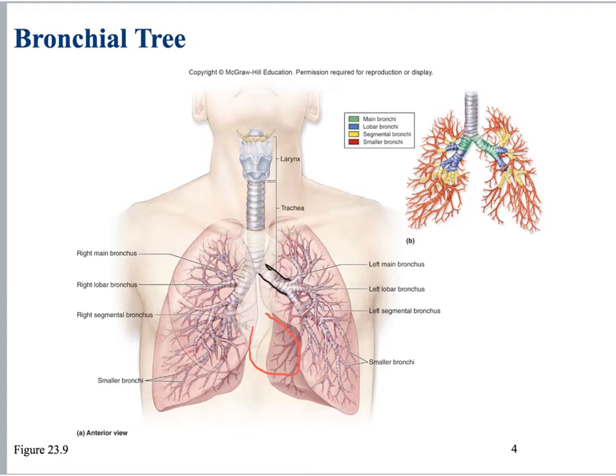So we break from primary bronchi to secondary bronchi to tertiary bronchi. Here's our primary bronchus, the left main bronchus. Then a lobar one is a secondary, and a segmental one is tertiary. So primary, secondary, tertiary: main, lobar, segmental.